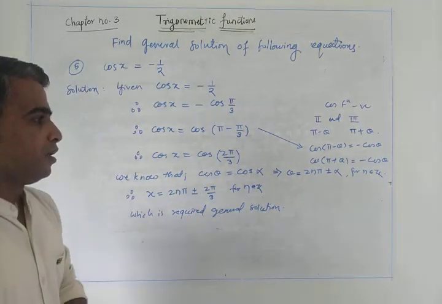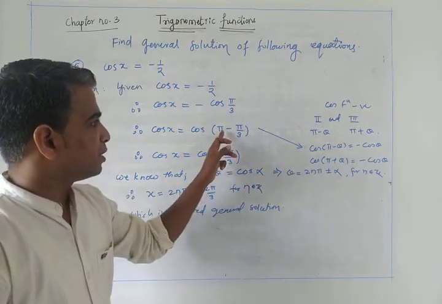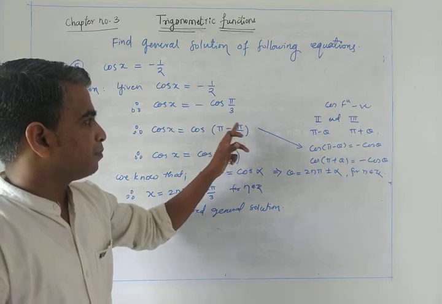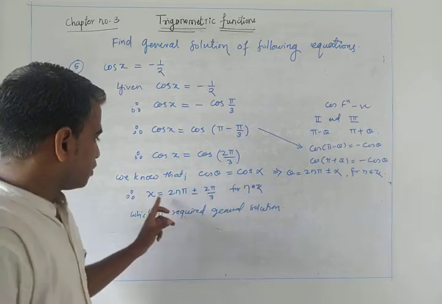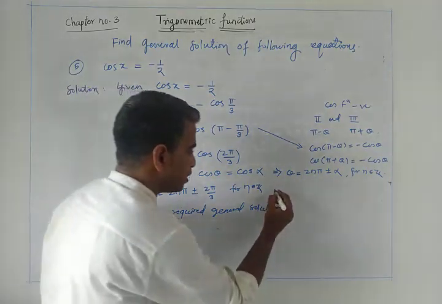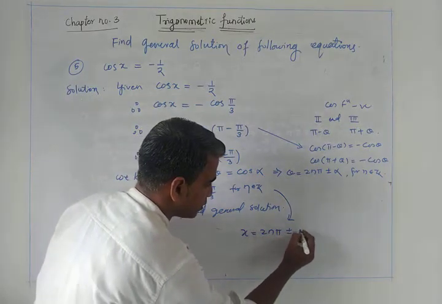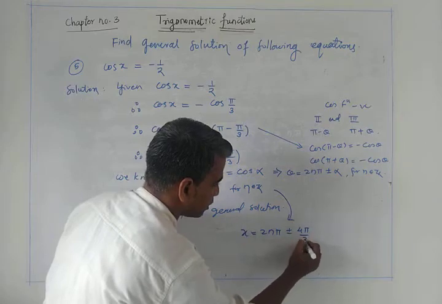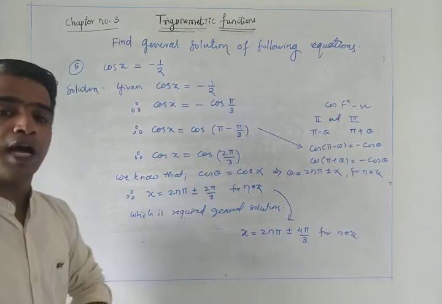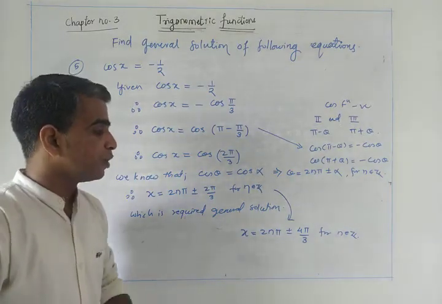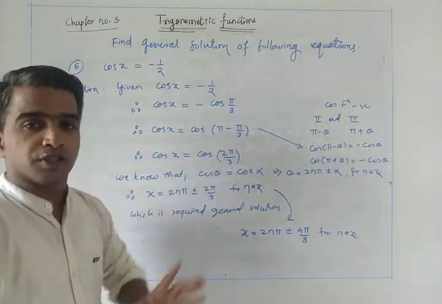If someone wants to use the second formula, that will also be correct. Here the only change will be pi plus pi by 3, and because of pi plus pi by 3 you will get (3 pi plus pi) upon 3, that is 4 pi upon 3. So for this question another solution is possible, that x is equal to 2n pi plus minus 4 pi upon 3 for n belongs to Z. Such questions will be asked in multiple choice questions where you have to find the two correct answers. So these are the two correct answers for the same question.